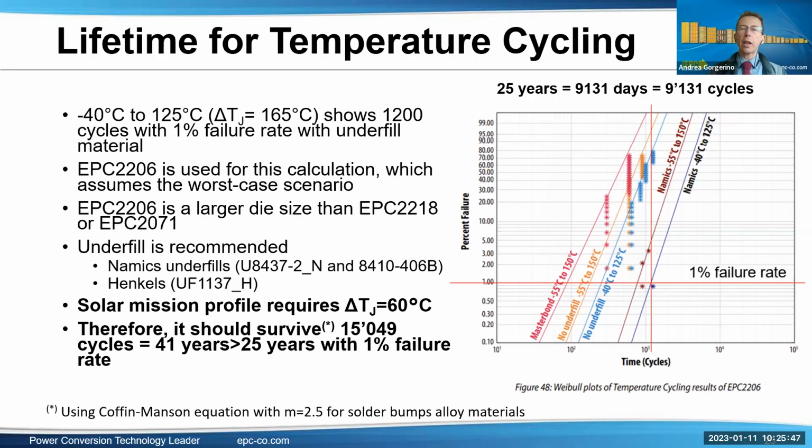This is the largest device that we make. It is larger than the usual devices that are used in solar, like 2218 and 2071. But again, it's a worst case. We're working on generating similar data on these smaller devices and should be available soon.